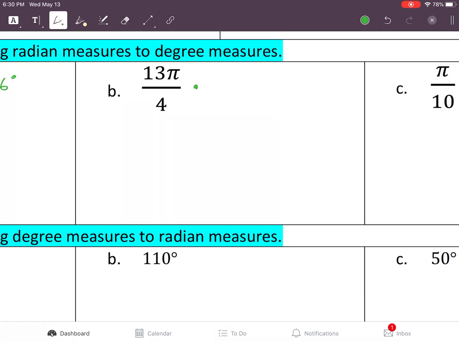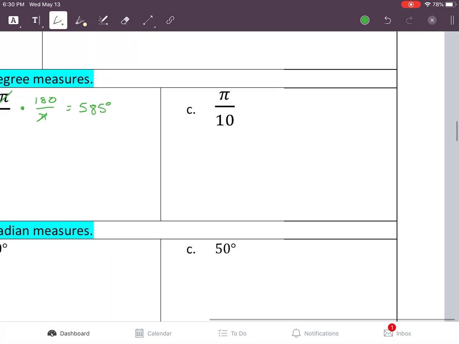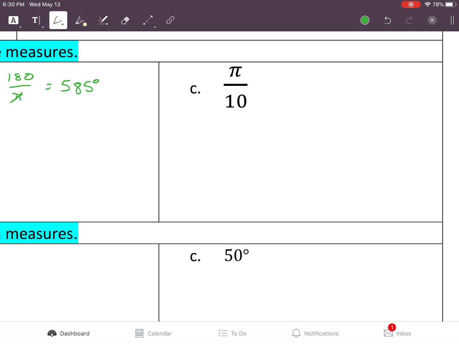All right, part B, same idea. You got 180 over pi. The pi's will cancel. You get 13 times 180 divided by 4, and that equals 585 degrees. And then lastly in this part is pi over 10 times 180 over pi. The pi's will cancel. So you have 1 over 10 times 180 is 180 divided by 10. Get 18 degrees. And that's it.